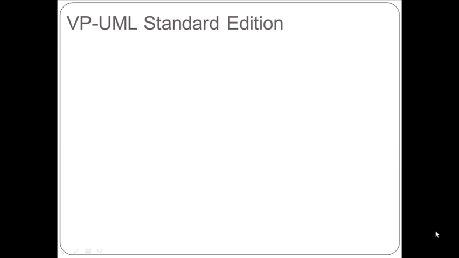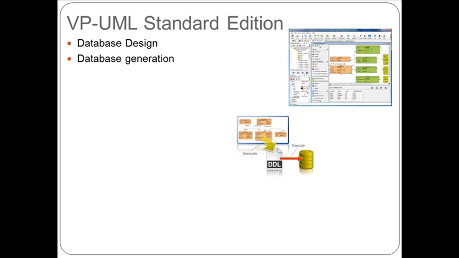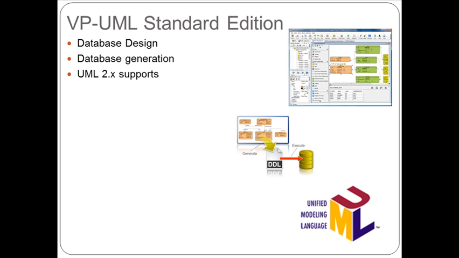To end the movie, I would like to tell you what software I have been using today. For the client, I'm using Visual Paradigm for UML Standard Edition. VP UML provides database design capabilities. You can also generate a database. And also VP UML supports the UML 2.4 standard.